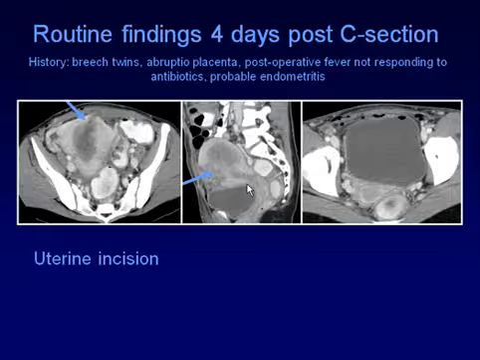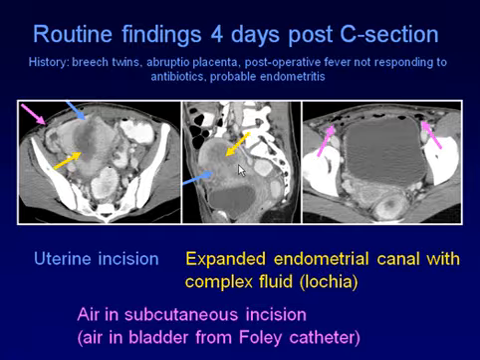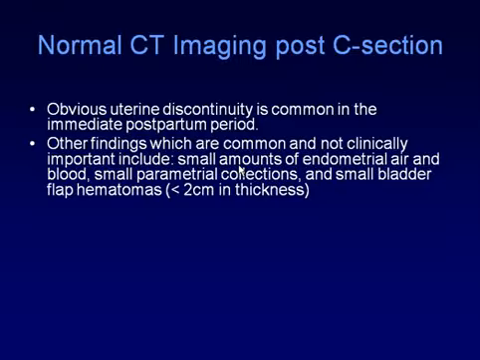First, you can notice that you can see the uterine incision. It looks rather prominent, and there is a fair amount of blood products within the uterine cavity at this point, but the incision itself is fairly routine. The canal is expanded with the complex fluid, and there's air in the subcutaneous incisions, and there's actually a little focus of air in the bladder. So these are also within the realm of normal imaging.